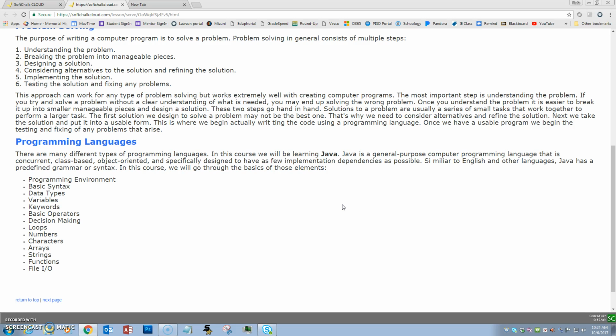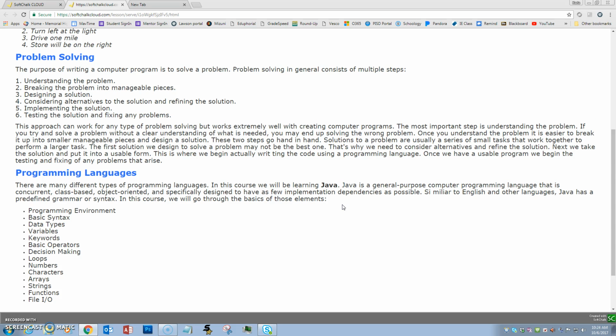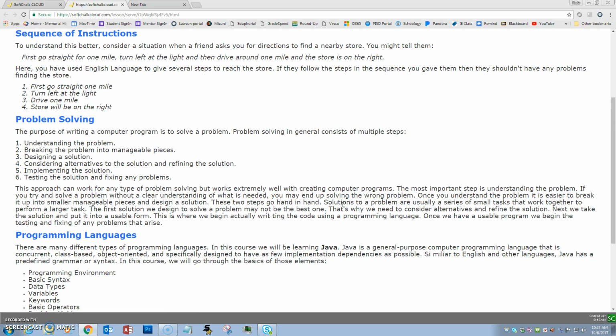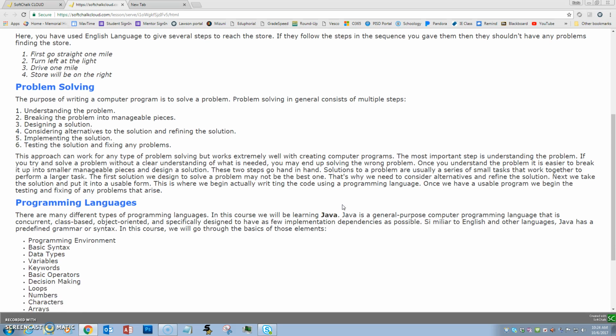Similar to English and other languages, Java has a predefined grammar or syntax. And in this course, we'll be going through the basics of those elements: programming environment, basic syntax, data types, variables, keywords, basic operators, decision making, looping, numbers, characters, arrays, strings, functions, and file input and output. That's what that IO stands for, is input and output. So that's what we're going to be doing in this course. And if you have any questions about what I've gone over, please let me know.